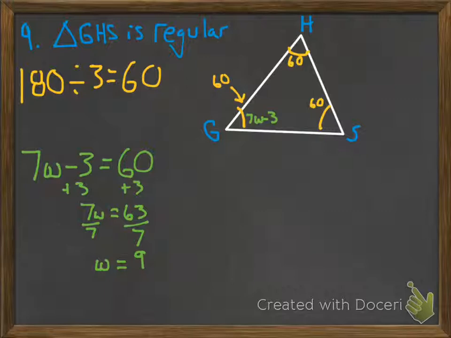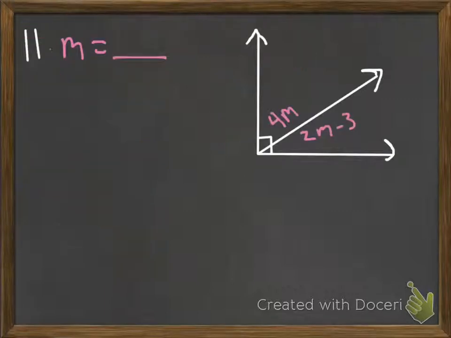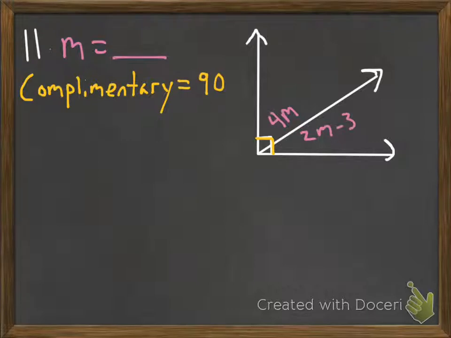And we are on to the final video that I'm making for a question on the homework, and that is number 11. Number 11 is a review problem. We'll clear everything off. So the first thing you should notice in this picture is this 90-degree angle right there. These two angles together then are complementary, which means they equal 90 degrees. So if I add 4m plus 2m minus 3, that should equal 90 degrees.